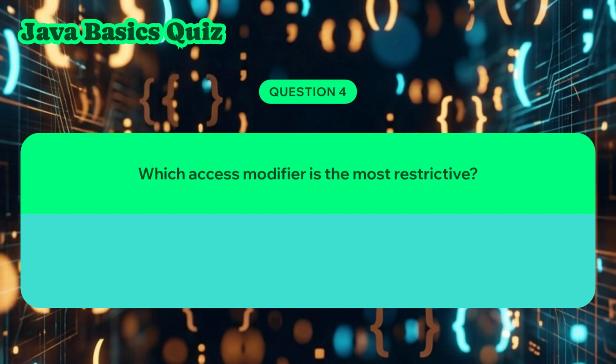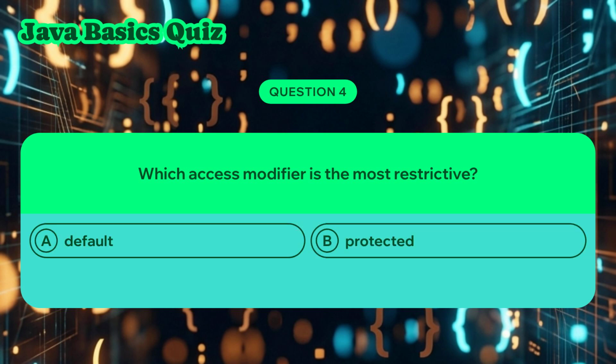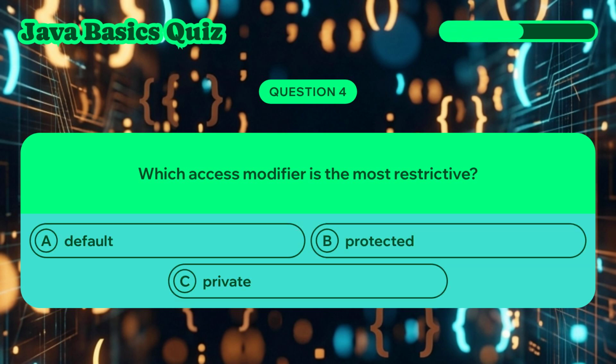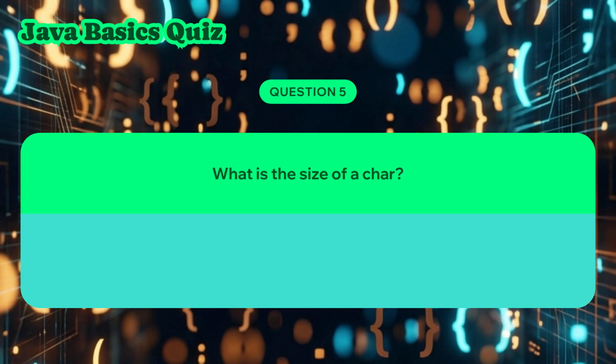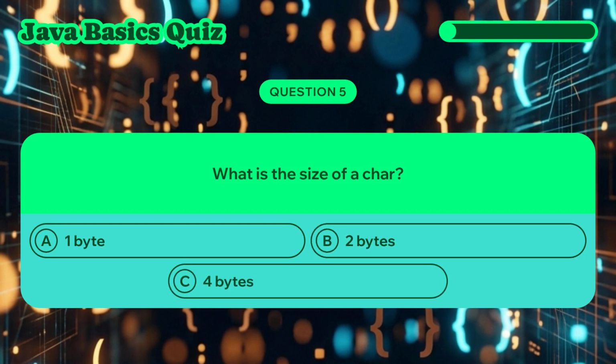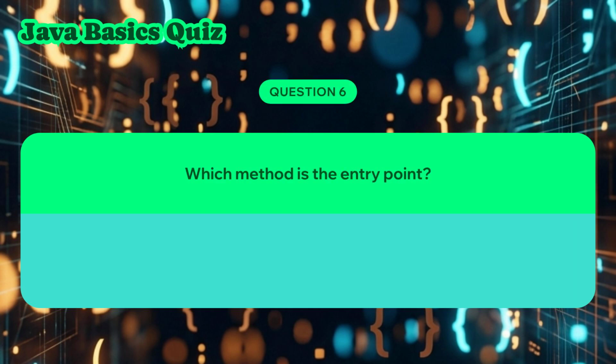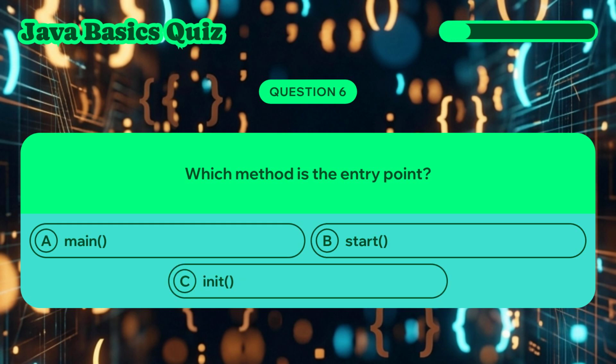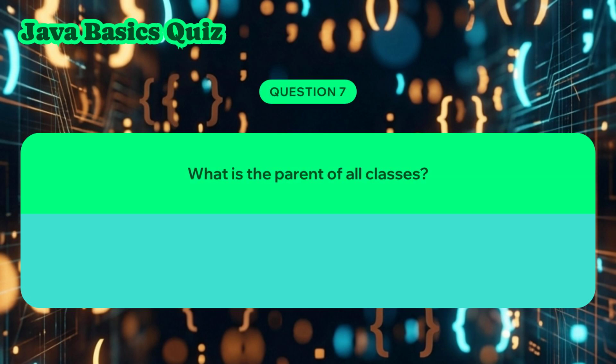Which access modifier is the most restrictive? What is the size of a char? Which method is the entry point? What is the parent of all classes?